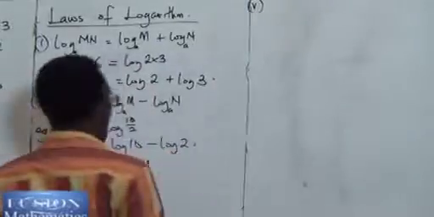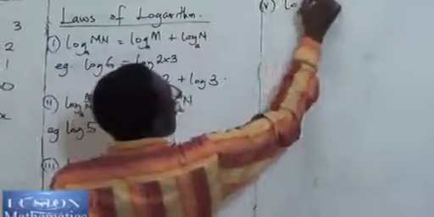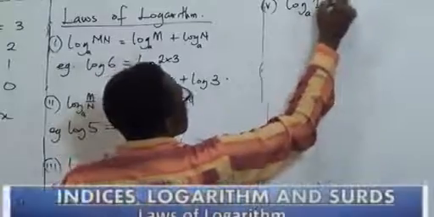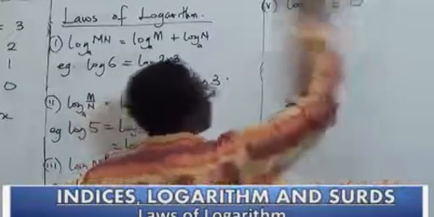Fifth law. If we have log 1 base a, log 1 base a is what? 0.